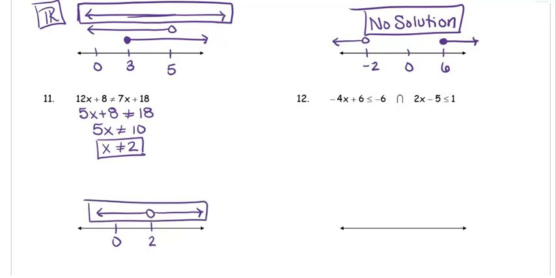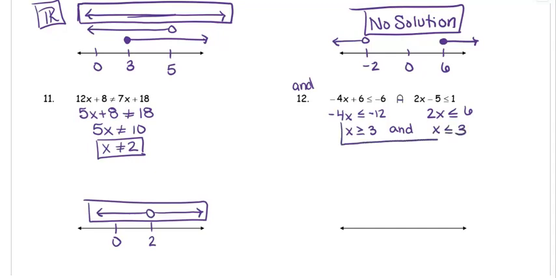It can be equal to anything else, anything to the right or to the left of it. All right, now the last one we're going to do here, again, we can turn this into an A, so this is an AND statement. As I solve my inequality, I have negative 4x is less than or equal to negative 12, which is going to make x greater than or equal to 3. And solving my second one, 2x is less than or equal to 6, which makes x less than or equal to 3.